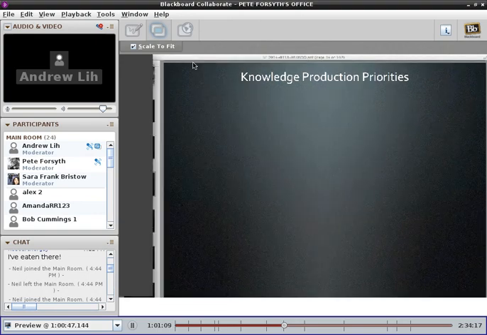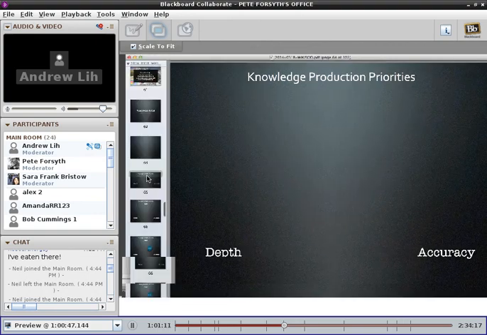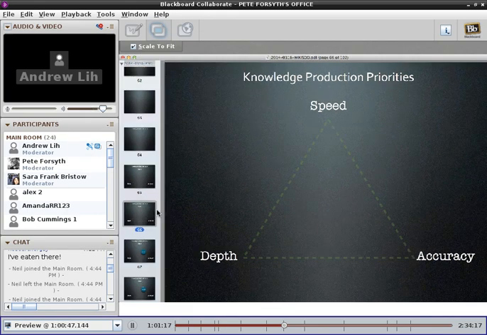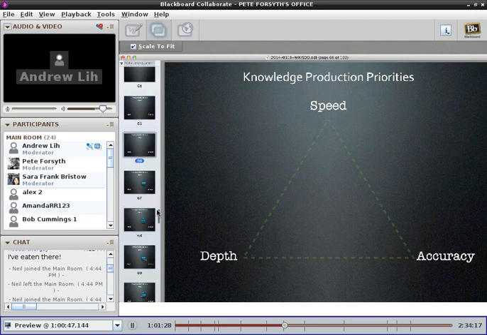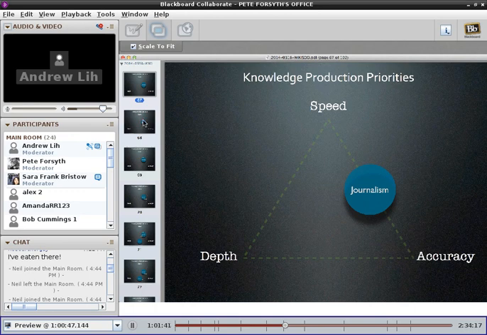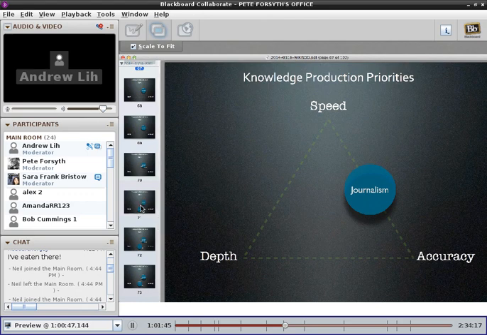So this gray background says knowledge production priorities. And the reason why this class is being taught is for this reason. I kind of categorize the way we care about information as having three different priorities, right? We either care about how fast we get information, how accurate the information is, or how deep the information is, right? So if you think about what journalists do, what I typically do as a journalist, is we care mainly about what's fast and accurate, right? Journalism is all about how fast you can get something out there and how accurate you can be. Depth, it's wishy-washy, you know, but speed and accuracy is number one.